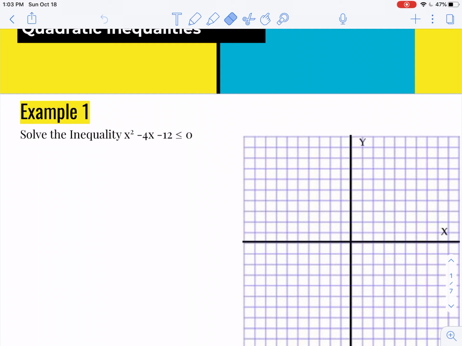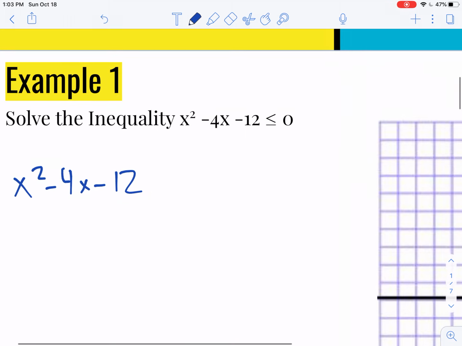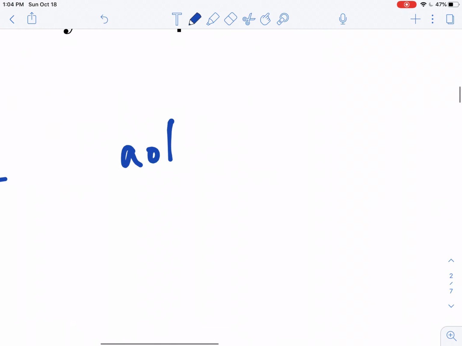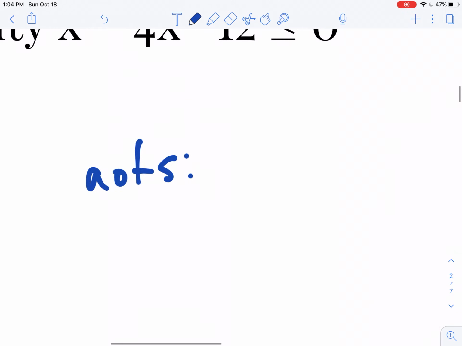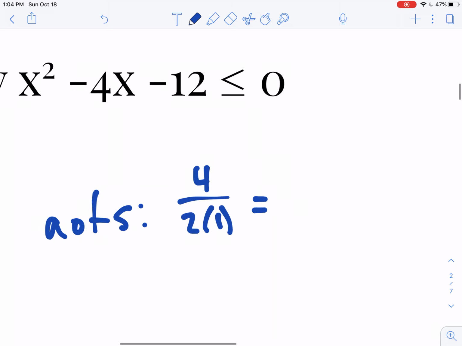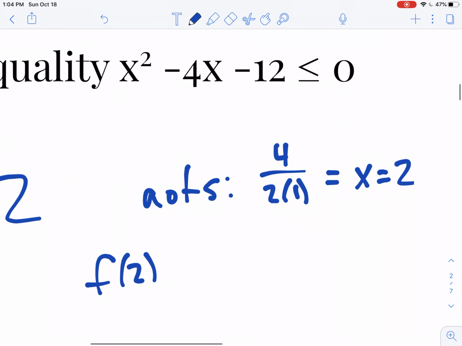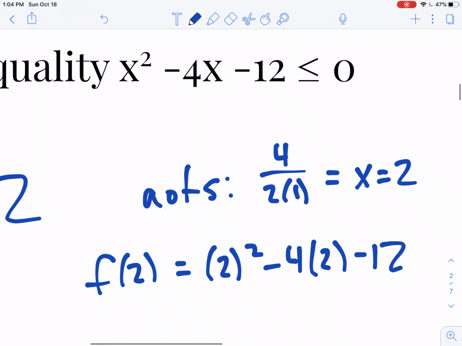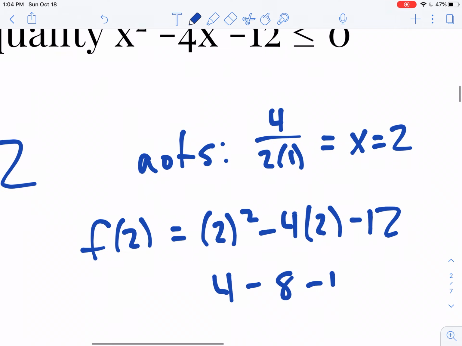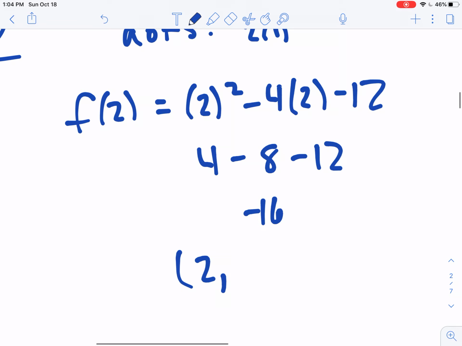So what I'm going to go ahead and do here is graph my function, x squared minus 4x minus 12. First thing I want to do is figure out my vertex, so I need my axis of symmetry. Negative b over 2a, which in our case is positive 4 over 2 times 1, which means that my axis of symmetry falls at x is equal to 2. I will find f of 2 for the y value of my vertex. So I've got 4 minus 8 minus 12. It's negative 16, so I've got a point 2, negative 16.